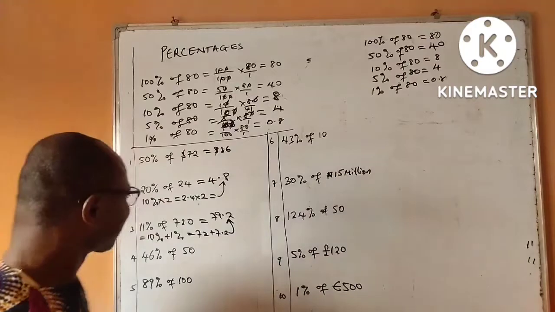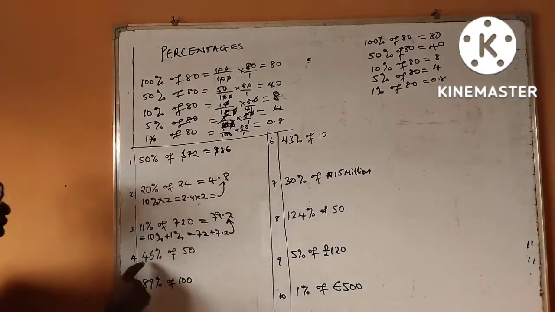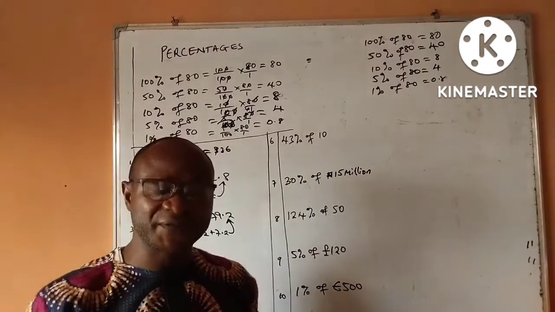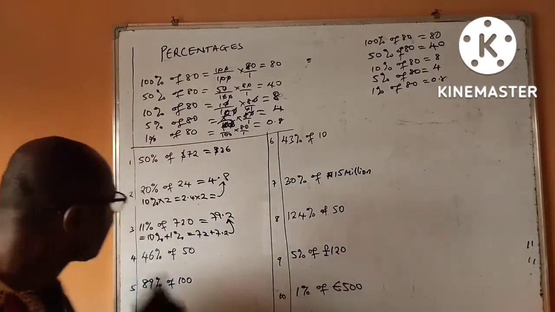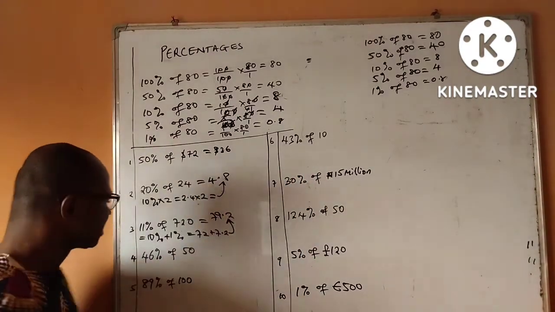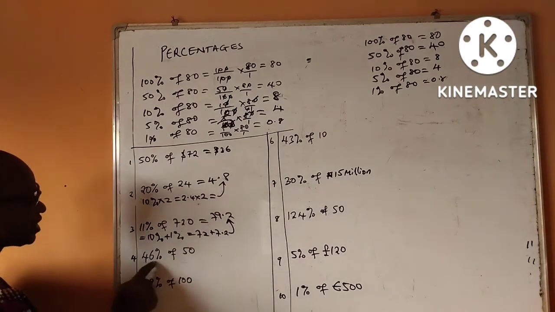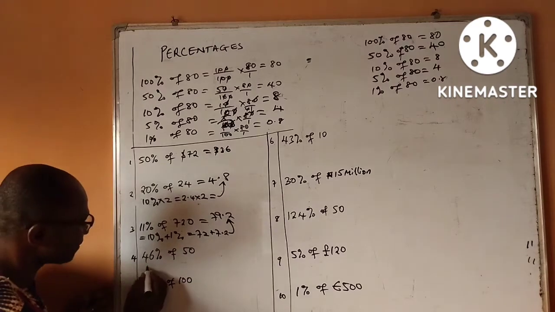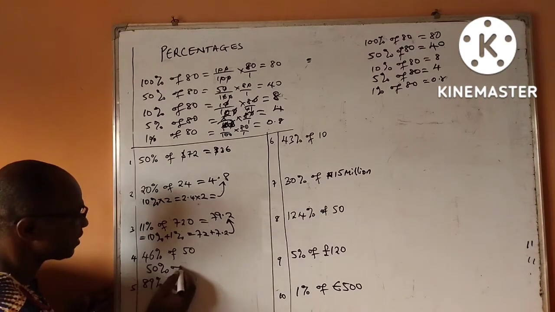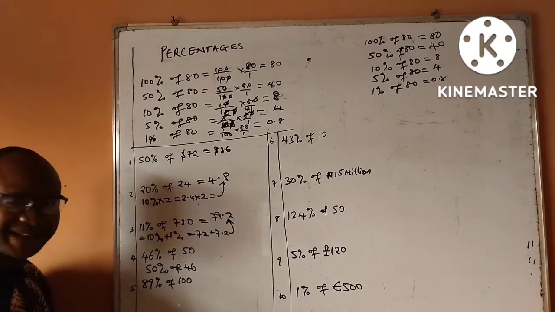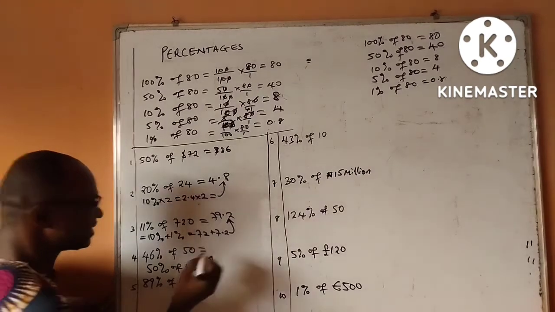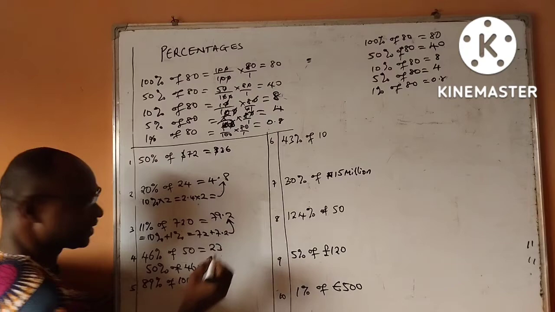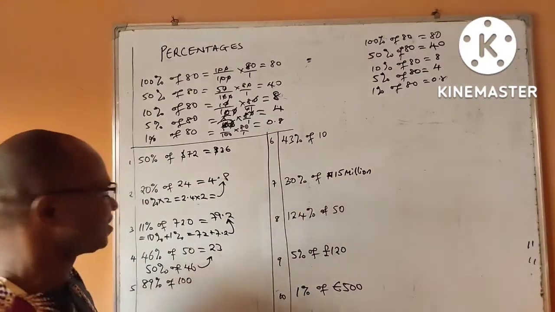That is wonderful. Now let's also look at this. 46% of 50. I want you to see something very important. Let us look at this. Do you know that 46% of 50 is the same thing as 50% of 46? Which means my answer is simply equal to half of 46, which is 23. Beautiful. I will prove it.